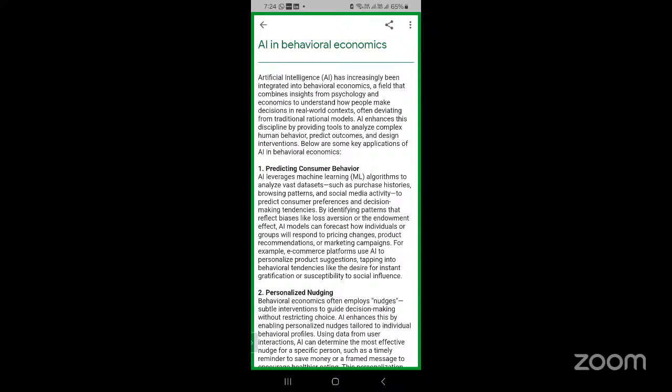AI can provide you product suggestions. For example, you are searching for one high price mobile, and AI can understand your interest. After that, AI will repeatedly give you some high price mobile advertisements or images, so that you will be able to purchase it.